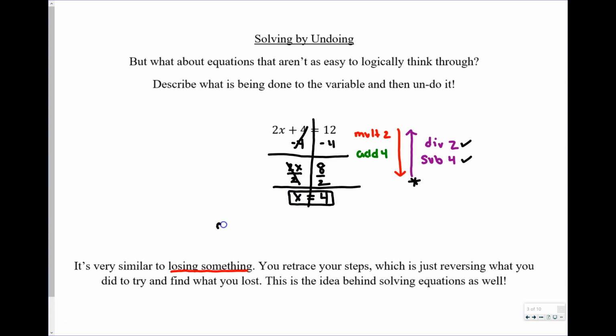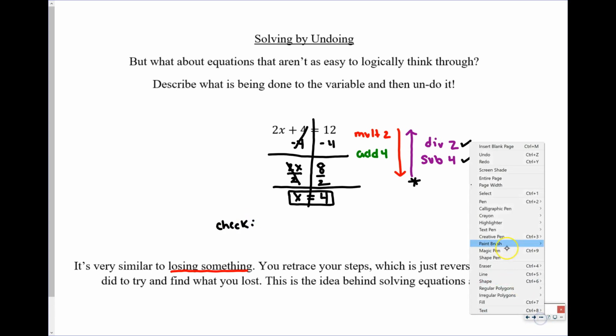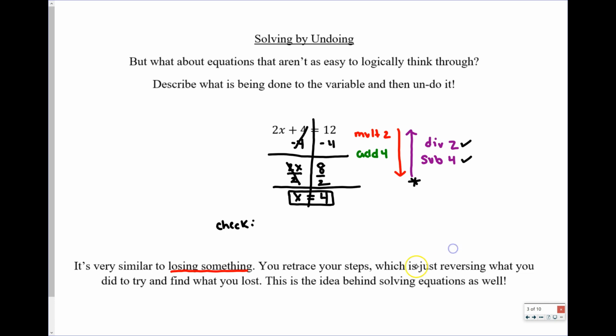Now I can always check this answer. I can always plug it back in and make sure I did it correctly. So I can say 2, and then instead of x, I'm going to put a 4 in there, and I'm going to see if it equals 12. 2 times 4 is 8. Bring down the 4, and then 8 plus 4 is 12, so I did reverse correctly.